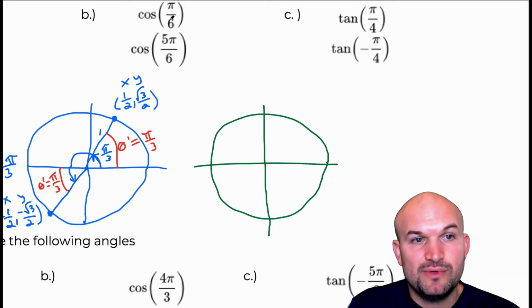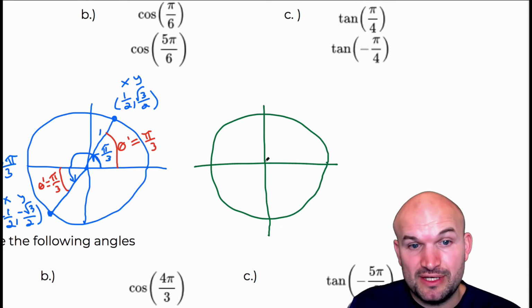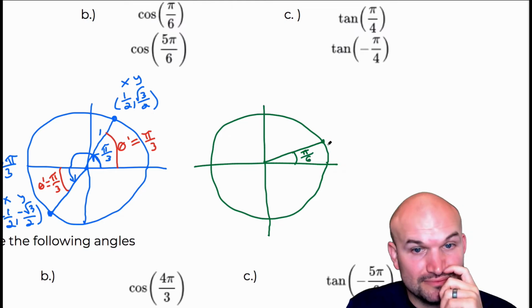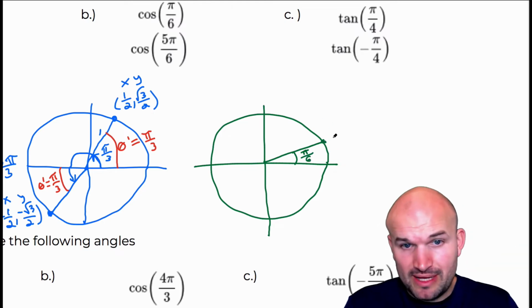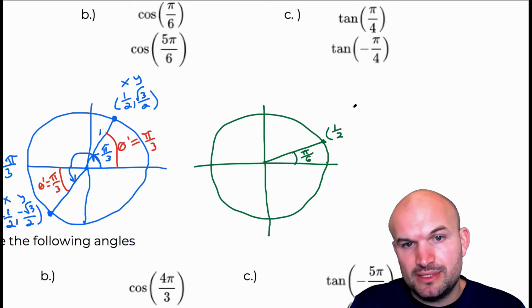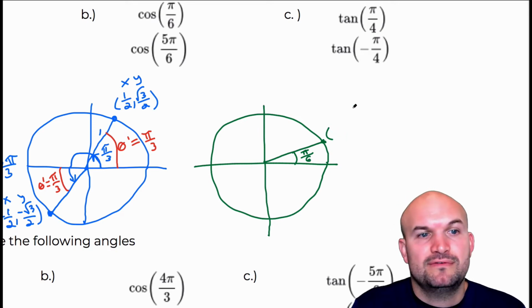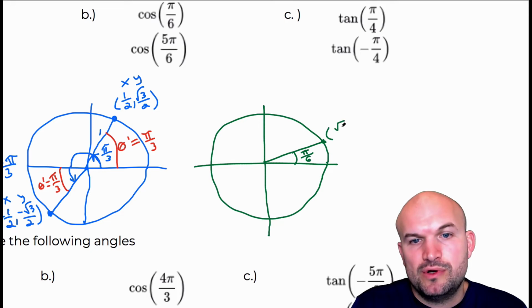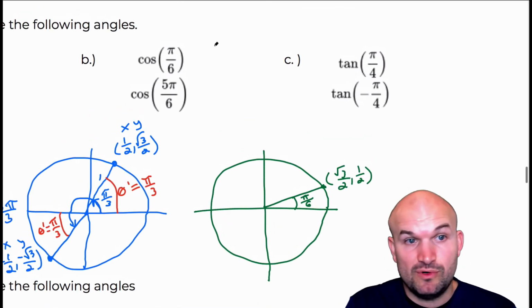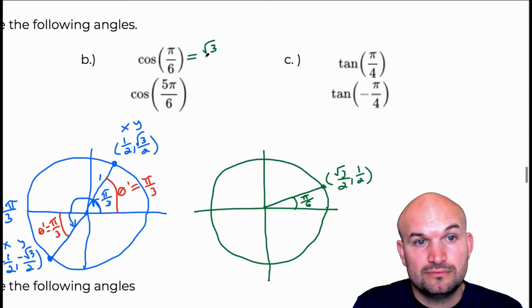Okay, so in this one, we have pi over 6, which again is the same thing as 30 degrees. So that's going to be a smaller angle right there. Based on our unit circle, we know that this point is square root of 3 over 2, comma 1/2. So in this case, you can see that the cosine is square root of 3 over 2.